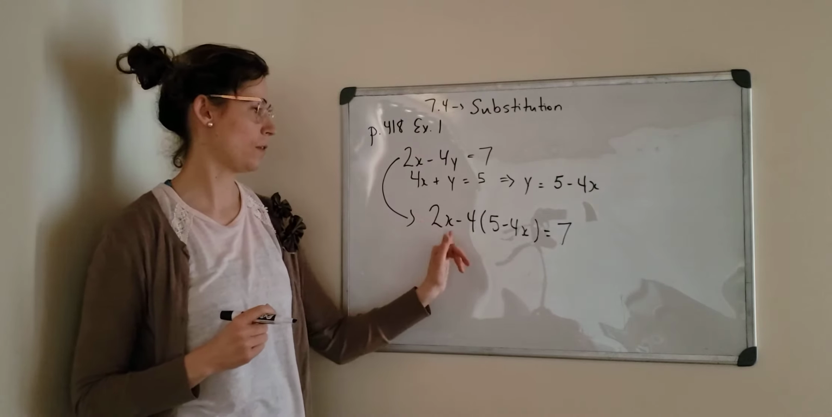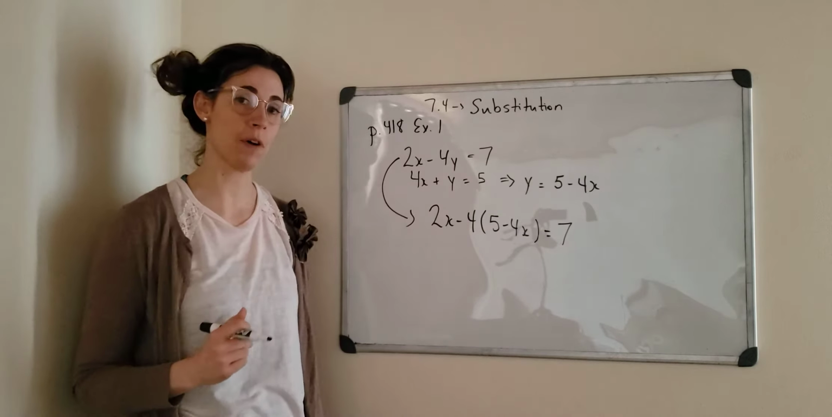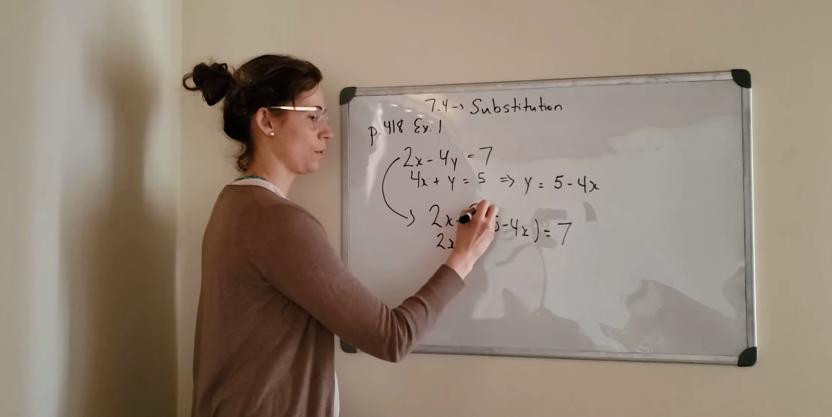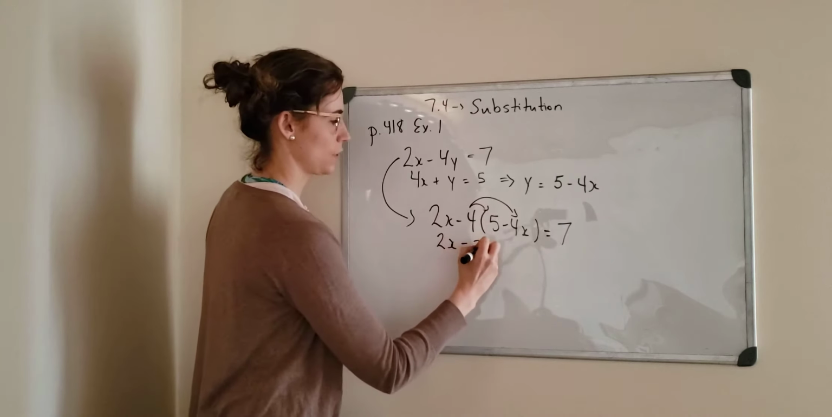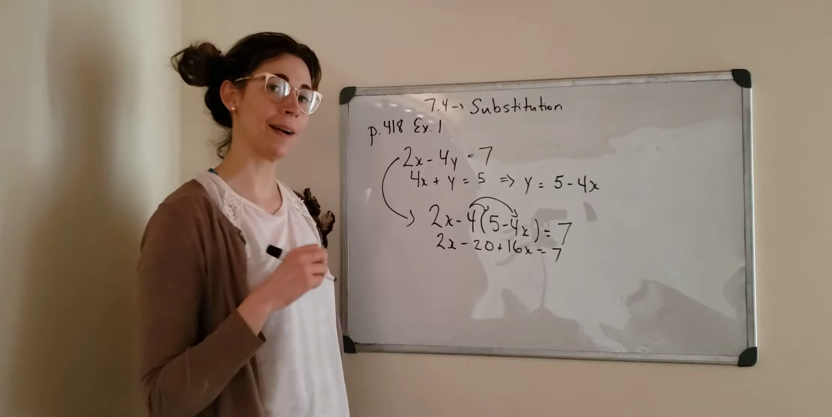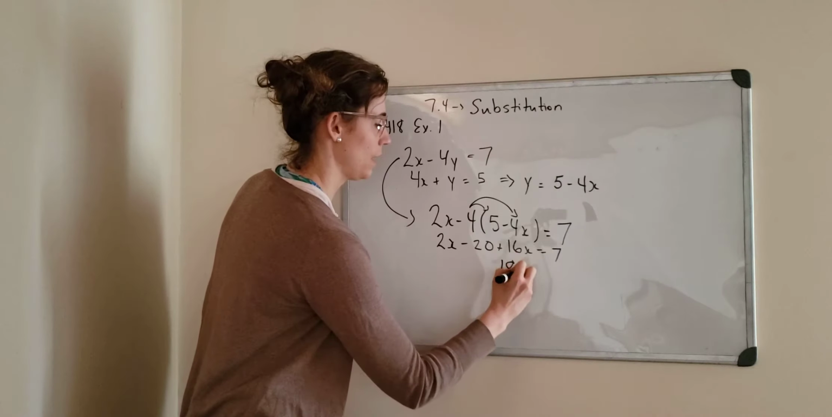Now I'm going to solve, and I can solve this now because I only have one variable, x. So I'm going to be able to find out what x is. Let's use our distributive property here: 2x minus 20 plus 16x equals 7. Let's combine our like terms.